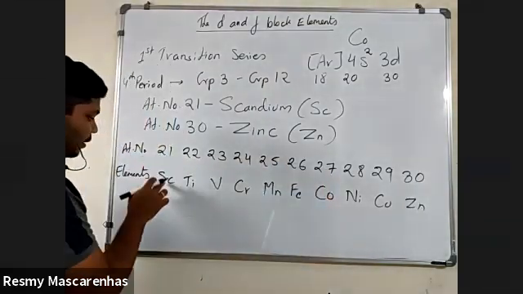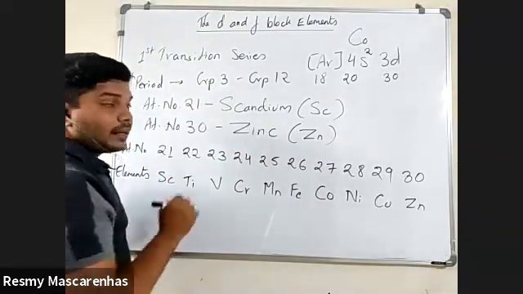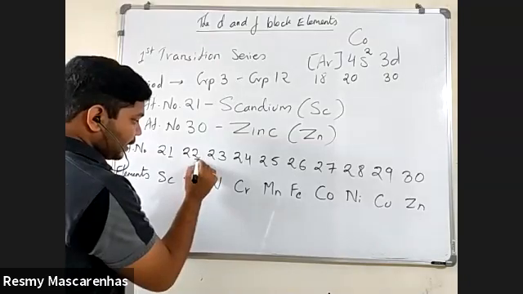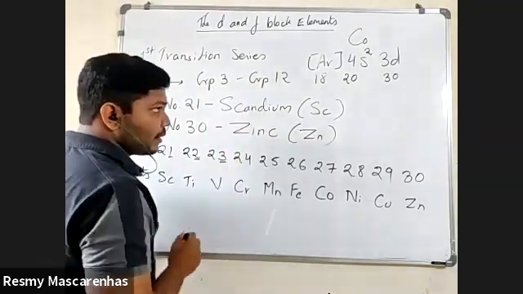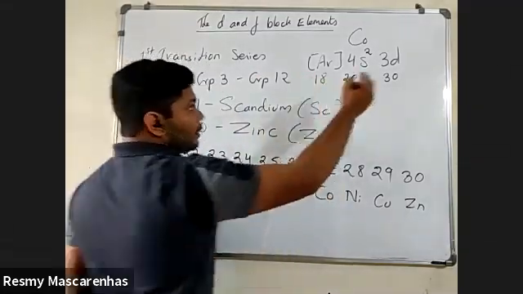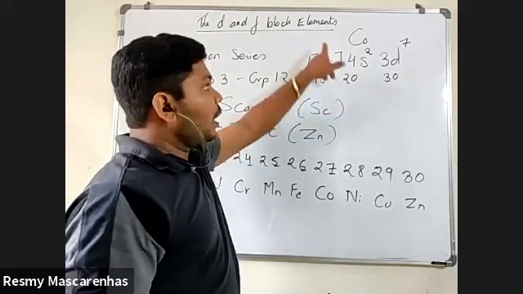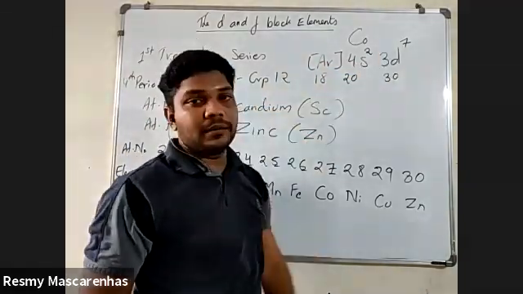Just see that whenever it is scandium, 1 electron is there in the d orbital. Whenever titanium, 2 electrons are there. Whenever vanadium, 3 electrons are there in the d orbital. Like this, for cobalt, how many electrons are there in the d orbital? 7. This is your answer. Argon in the bracket, 4s2 3d7.